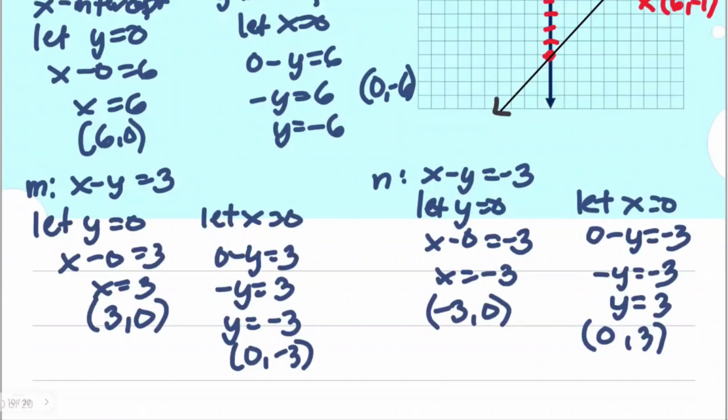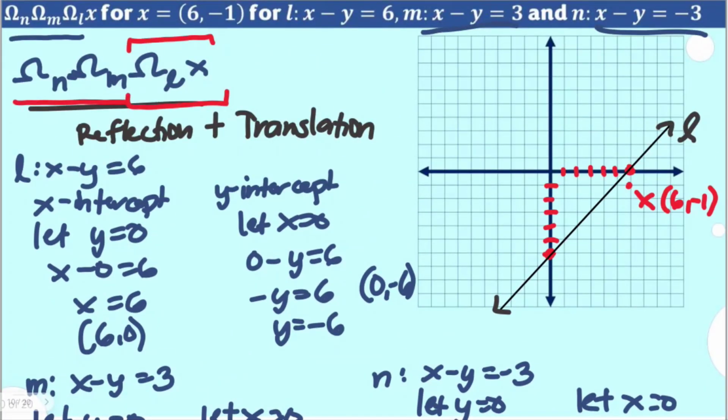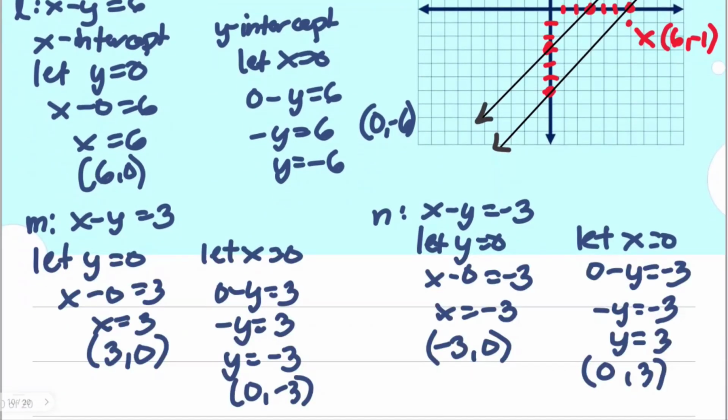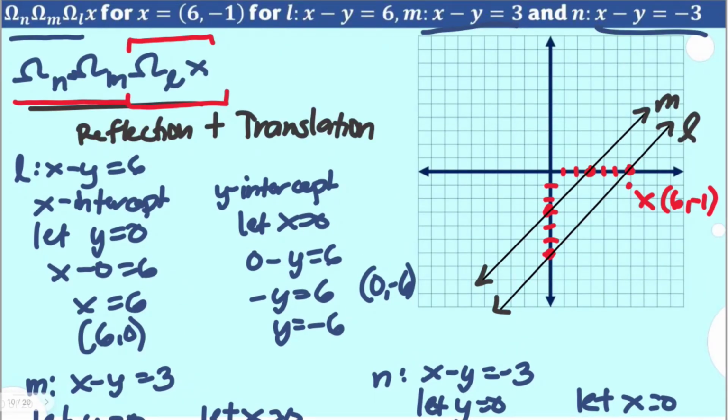For our line M, you have (3, 0) and (0, -3). So (3, 0) is somewhere here and (0, -3). Connecting them, this would be our line M, assuming again that my graph is okay. Assuming that is good, this is your line M. And finally for your N, you will have (-3, 0) and (0, 3). So negative 3, 1, 2, 3 is (0, 0), and (0, 3). So the third line is actually somewhere here. Sorry for that.